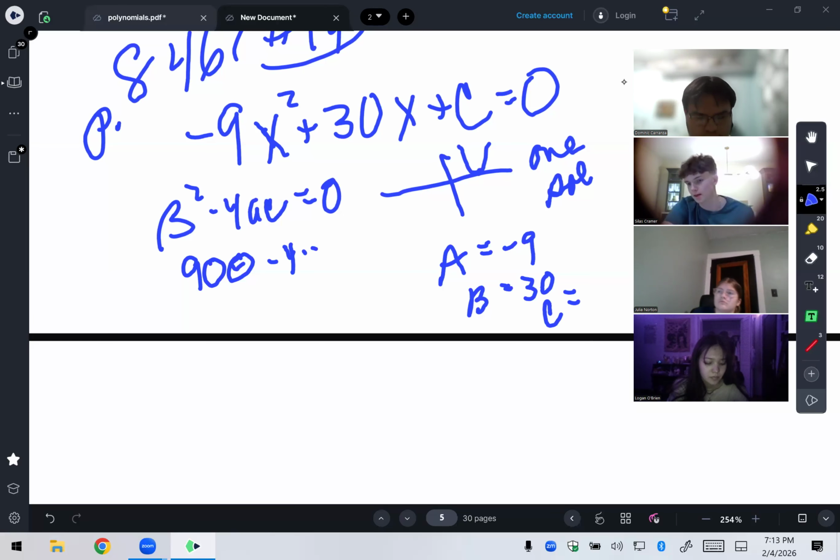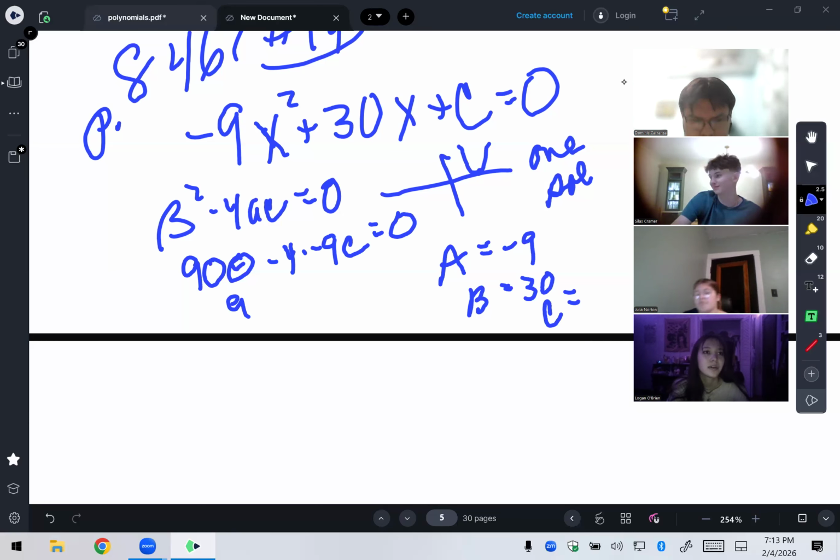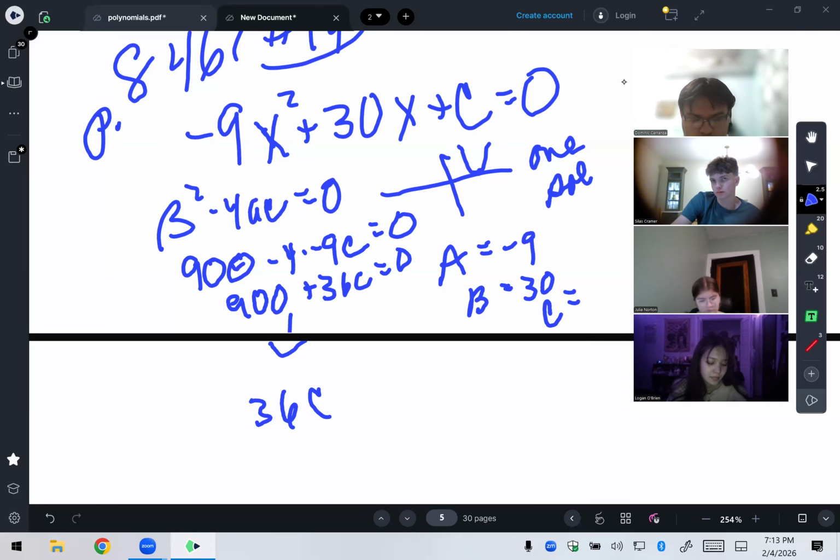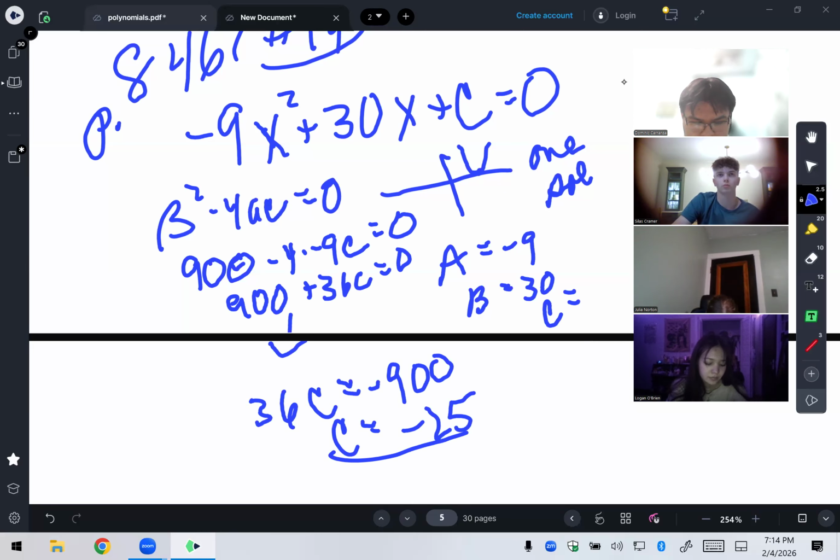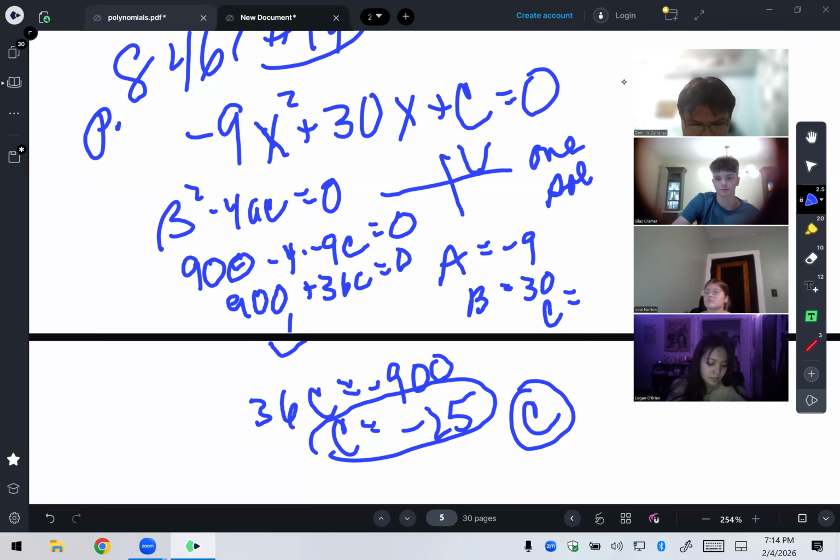Minus 4 times a negative 9 times C, and we want the whole thing to be 0. So 900 plus 36C is 0. We subtract the 900 from both sides, we'll get 36C equals minus 900. And so C will be a negative 25. That's faster than putting all those answers into Desmos and seeing which one touches the line only once.